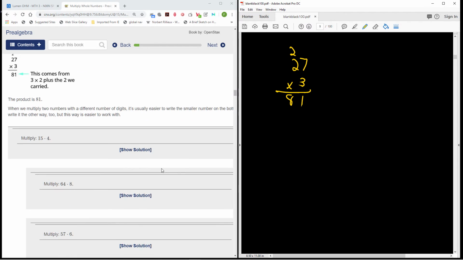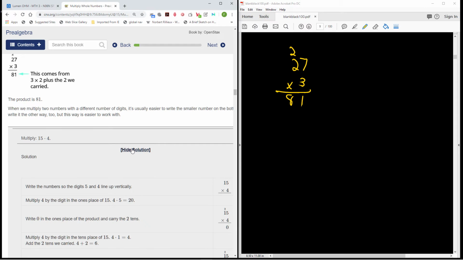Here's another one here. So I have 15 times 4. 4 times 5 is 20. Put down the 0 and carry my 2. 4 times 1 is 4, plus 2 is 6. 60.